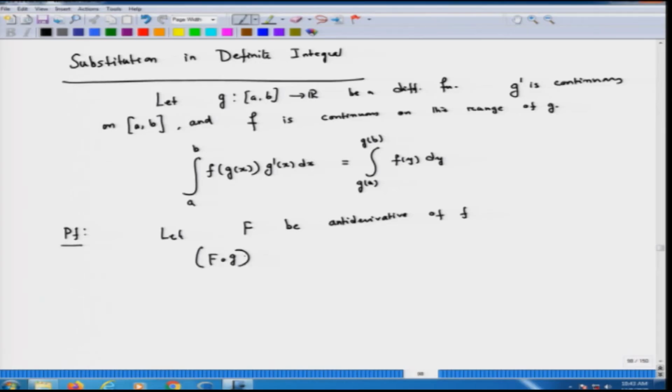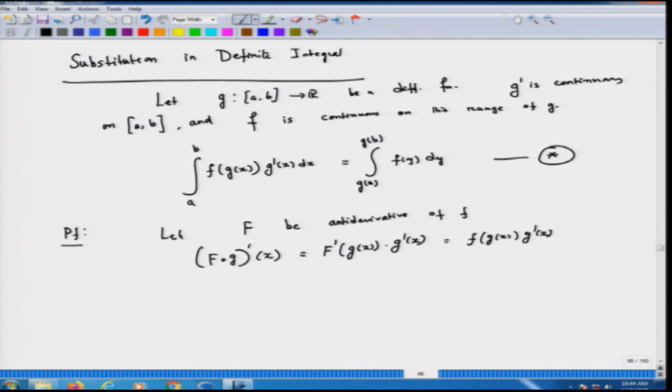Now, if we take the derivative of this, then by chain rule we know that this is F prime of g of x into g prime of x. Now, what is our capital F? Capital F is nothing but the antiderivative of small f. Therefore, this is equal to f of g of x times g prime of x, and that is precisely what is on the left hand side of the statement. Let us call this star.